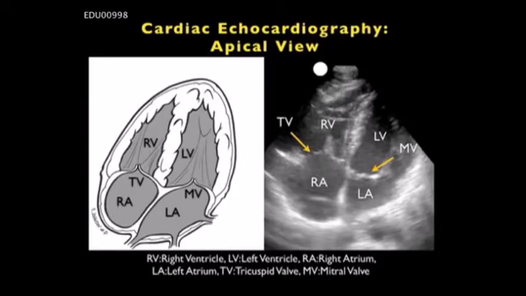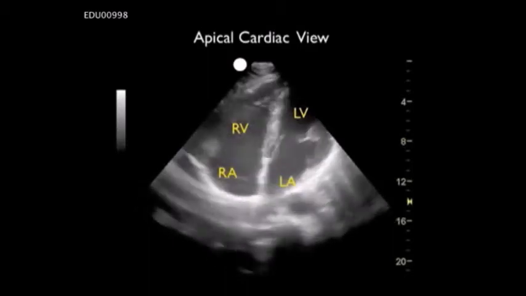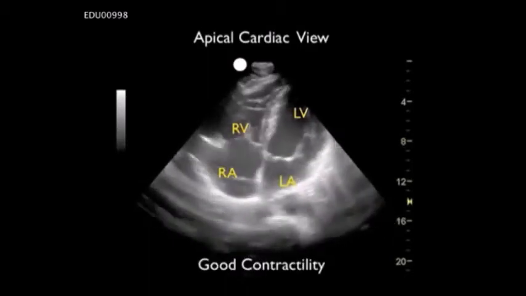From this view, we can also see the mitral and tricuspid valves. One of the benefits of the apical view of the heart is that we see all four chambers of the heart in relation to one another. Here's a video clip showing the apical cardiac window.